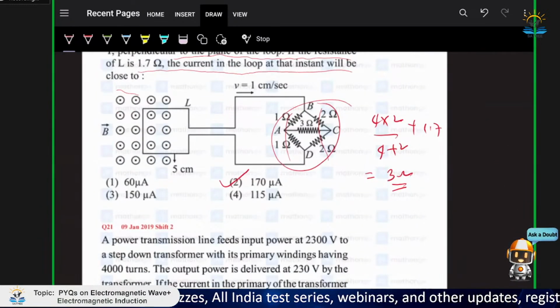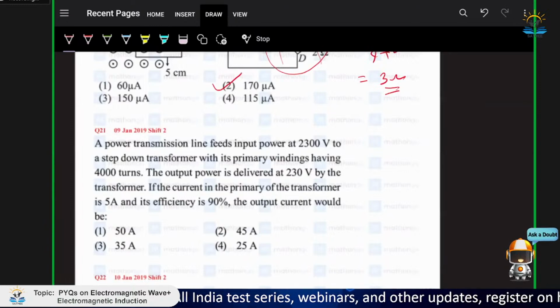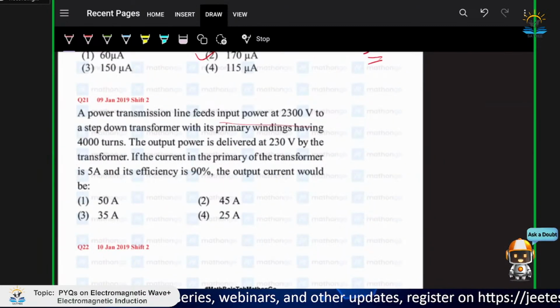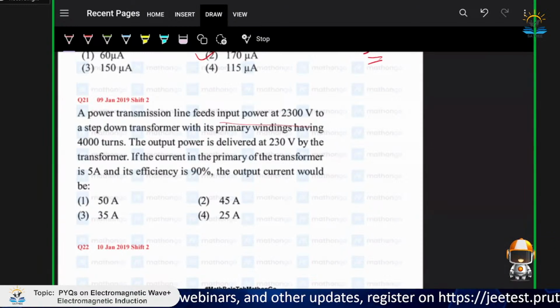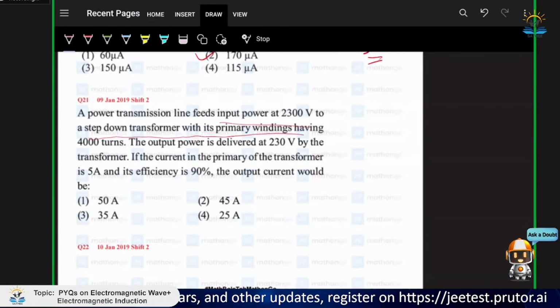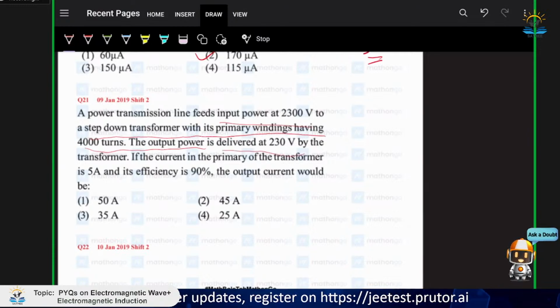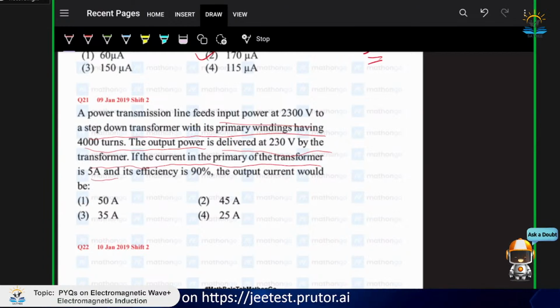Next, a power transmission line feeds input power at 2300 volt to a step down transformer with its primary windings having 4000 turns. The output power is delivered at 230 volt by the transformer. If the current in the primary of the transformer is 5 ampere and its efficiency is 90%, the output current would be.